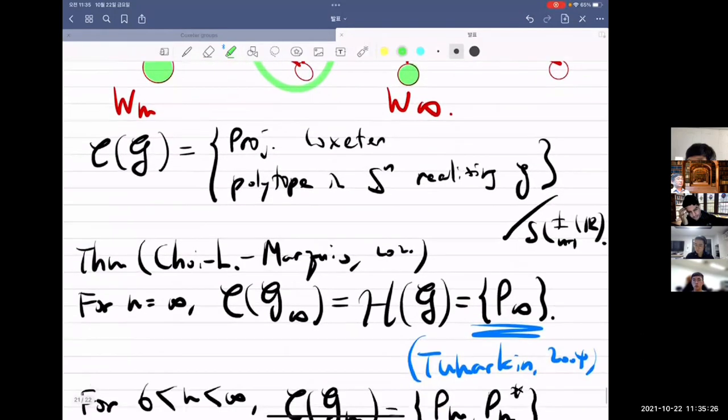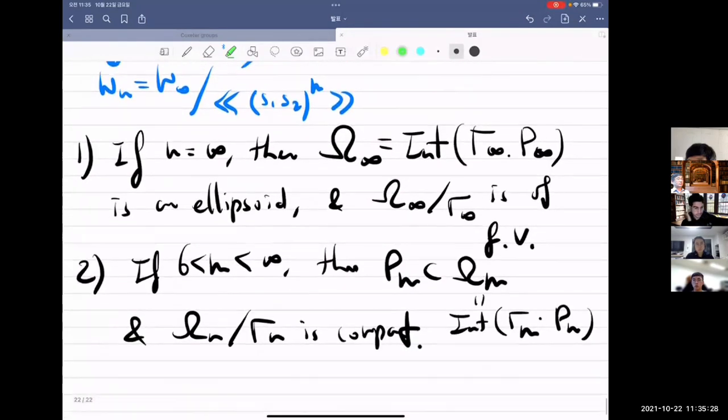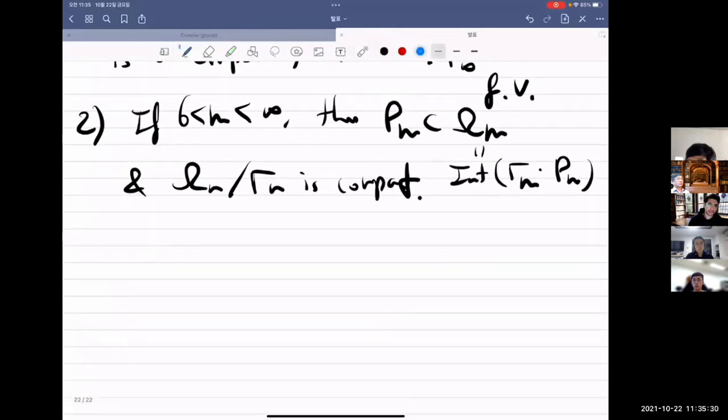In this way, we can produce new examples compared to the previously known example by Yves Benoist in 2006.